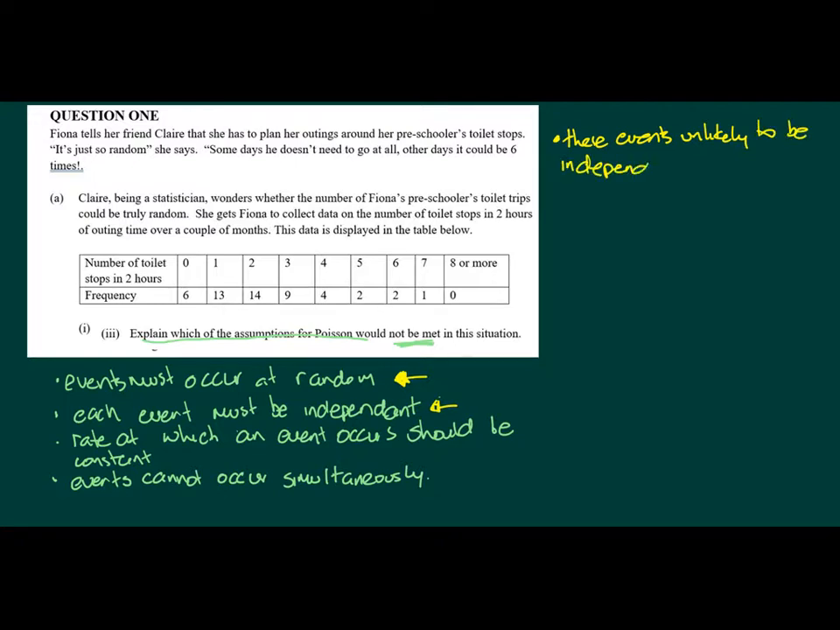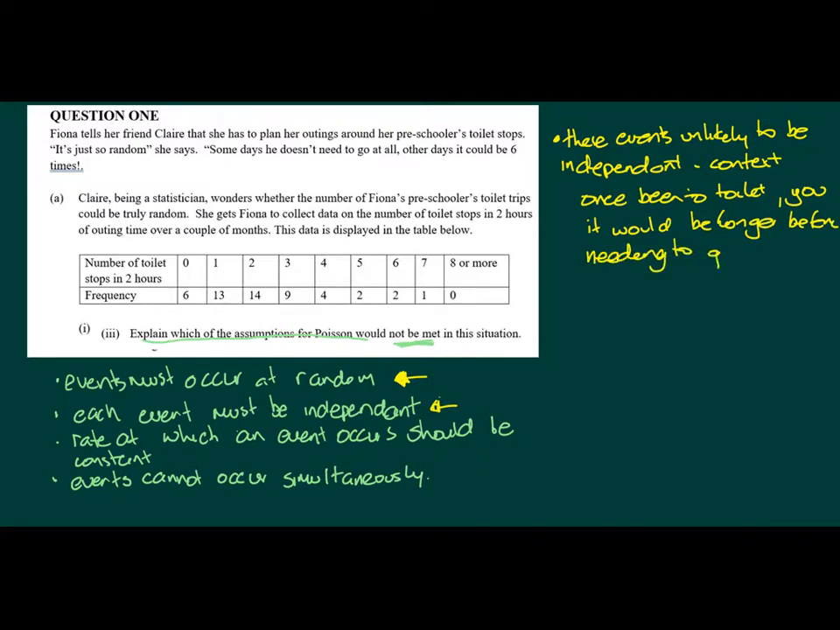Now, I've stated this particular clause, but now I've actually got to put it into context. So the context in this case would be something along the lines of, well, once you've been to the toilet, you would think that it would be longer before needing to go again. So there's an outside factor that's affecting the independence of this particular event. So yeah, that's one thing there.